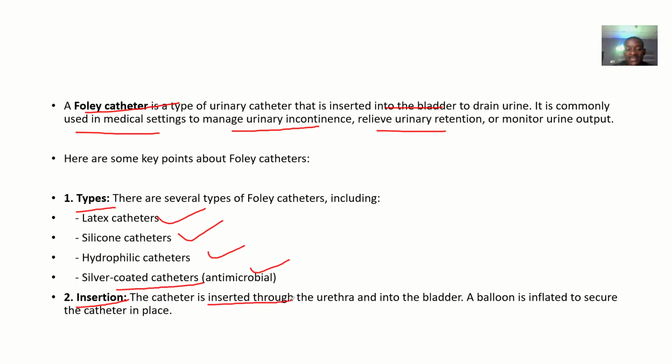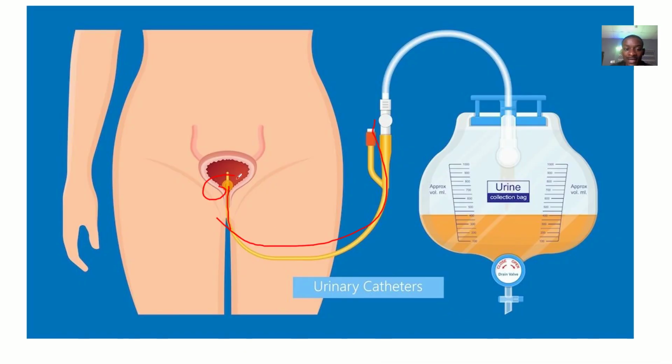The catheter is inserted through the urethra into the bladder. Now a balloon is inflated to secure the catheter in place. Can you see this balloon right here? You don't inflate before putting it in. After you put it in, then you inflate. This is the balloon inflation port. You inflate and deflate there. If you want to remove it, you now deflate.